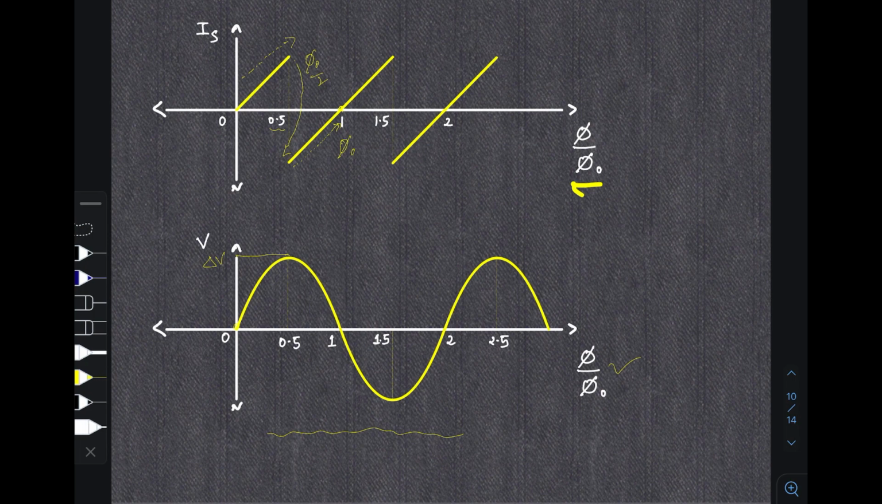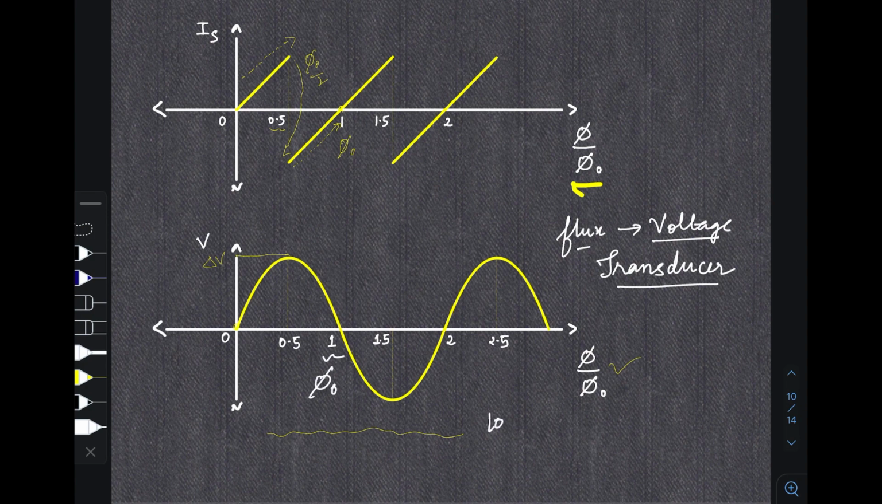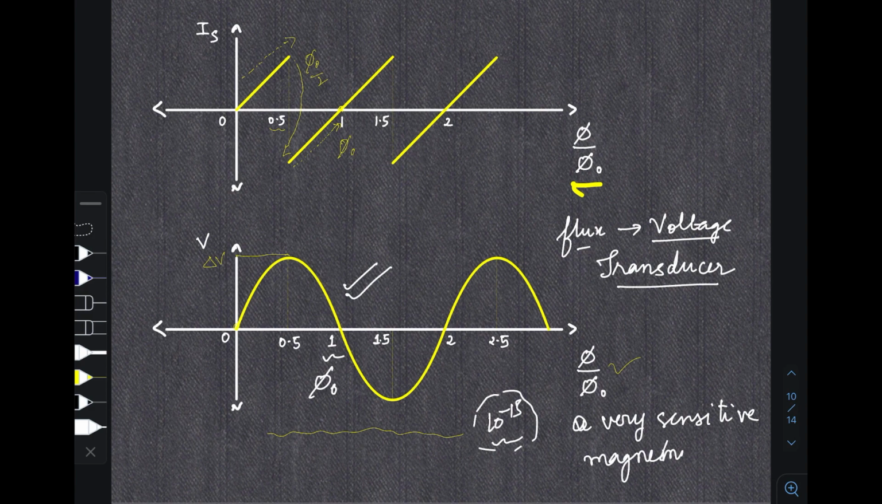So basically what we have created is a flux to voltage transducer. So we can see that the units here are in the units of phi naught. Phi naught is in the order of 10 power minus 15. So basically we are able to convert changes of magnetic fields or magnetic flux of the order 10 power minus 15 into readable voltage values. So we are able to create a very sensitive magnetometer which can detect flux that are of the order of 10 power minus 15.